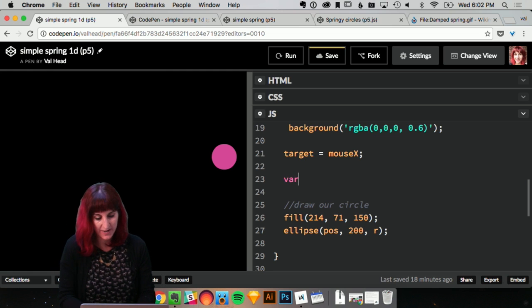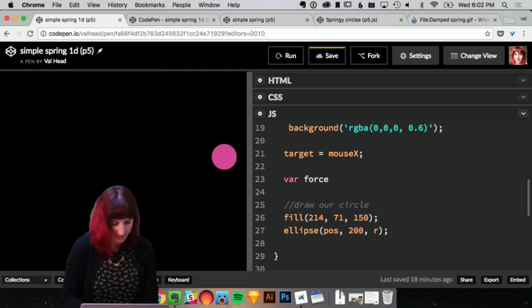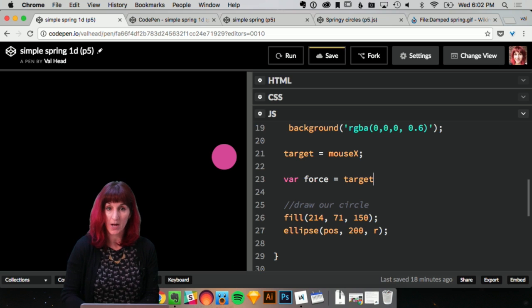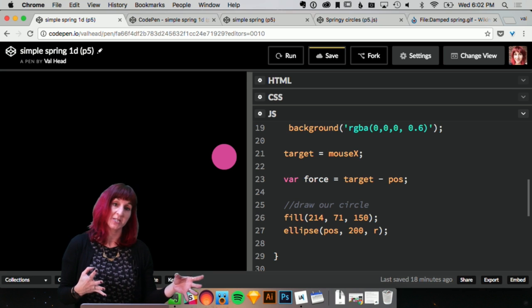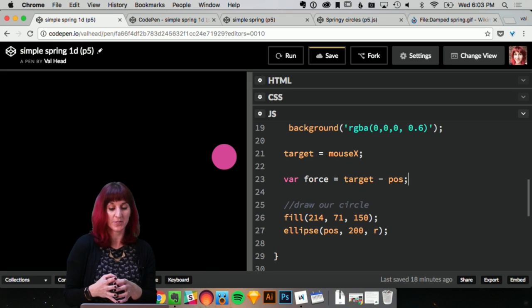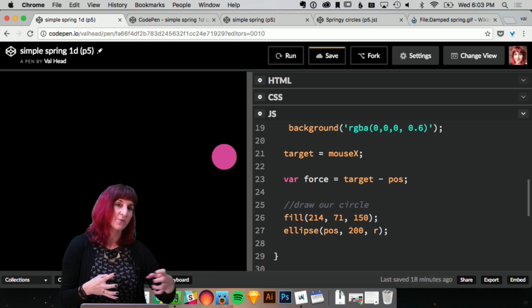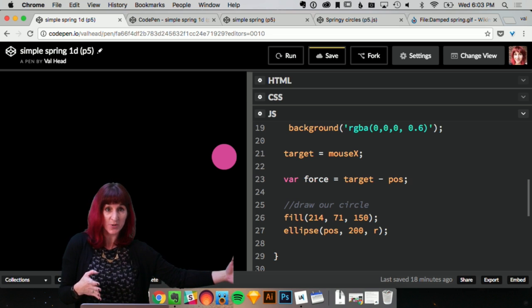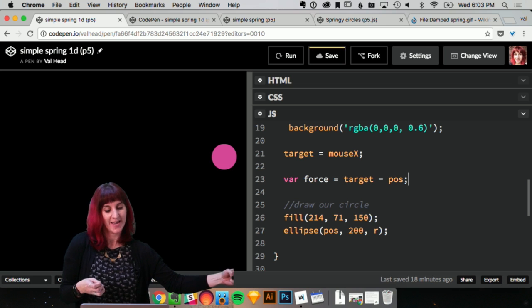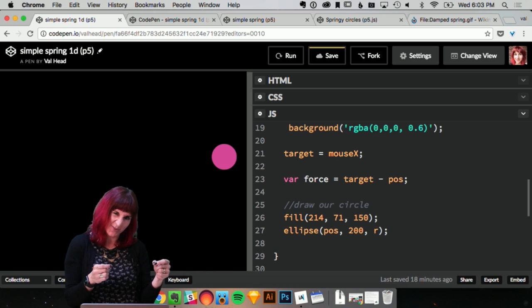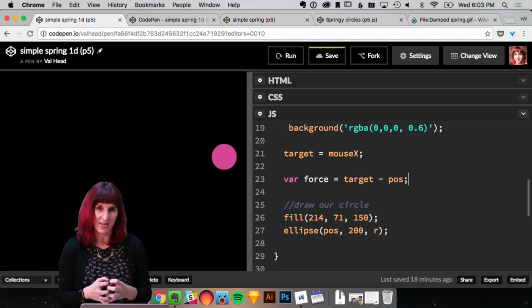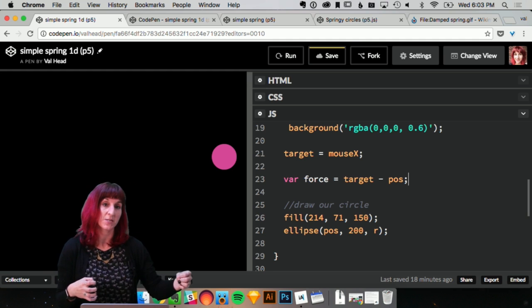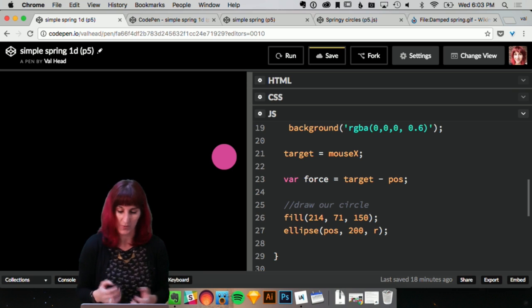So I'm going to start by creating a variable called force, and this is going to be our target, which is where our mouse is, minus the position of where our ball is right now. The idea being that this particular spring animation is based on the mouse position, and when the mouse moves, the ball is going to go there. If the mouse moves really far, we'll consider that stretching the spring really far, and it'll have a lot of force. If we move the mouse only a little bit, we're just stretching the spring a tiny little bit, and we don't have as much force. So that's faking that sense of the force that's pulling the spring apart, or the action that's pulling the spring away from where it wants to be.